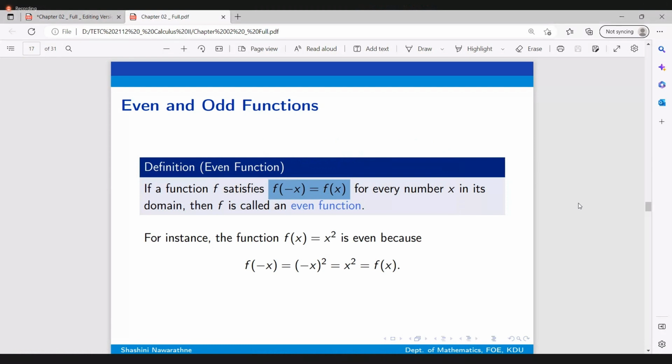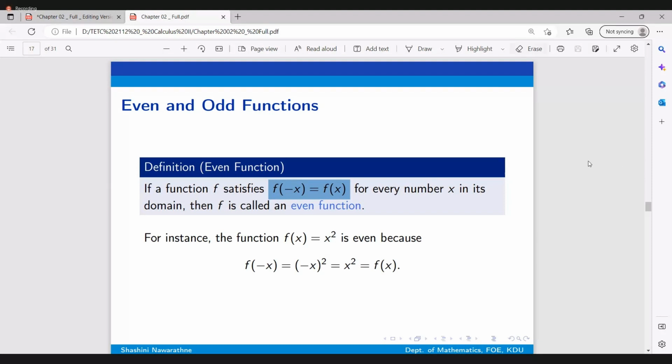The first thing is that not all functions are odd or even. We cannot say that each and every function is either odd or even. There are some functions that do not satisfy this condition. A function is an even function if it satisfies the condition f of minus x is equal to f of x.